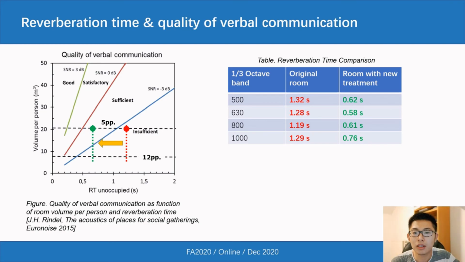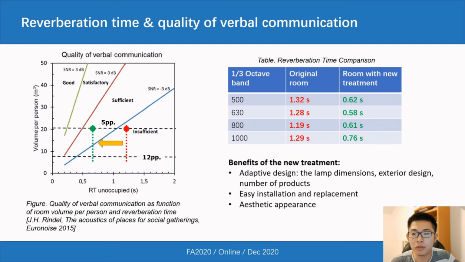The metamaterial lamp provides a new acoustical treatment in social gathering places like restaurants and cafeterias. There are several advantages considering metamaterial lamps. First, the design is very adaptive and can be customized to different spaces. The dimensions of the metamaterial are designed based on the characteristics of the room. The exterior design of the lamp can be adaptive to the customer's taste, and the number of the metamaterial lamps can be adjusted based on the requirements in the room.